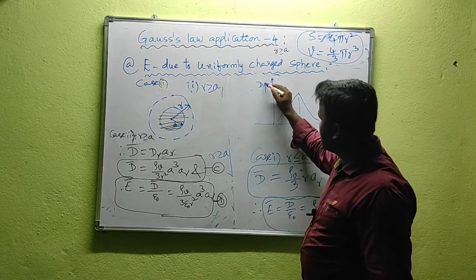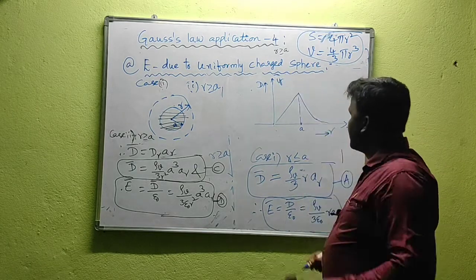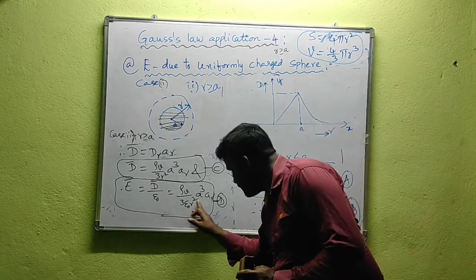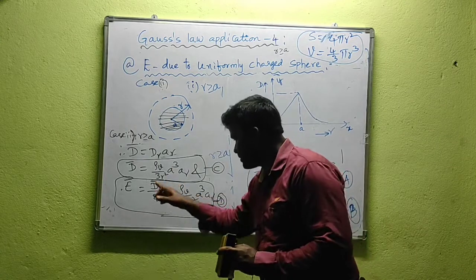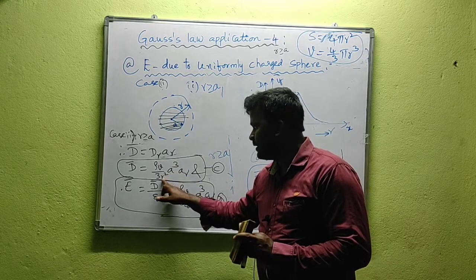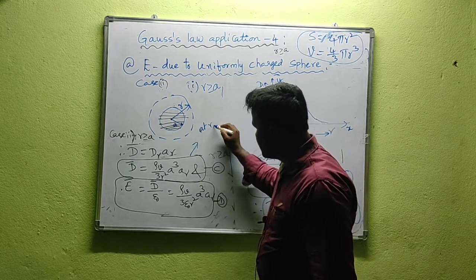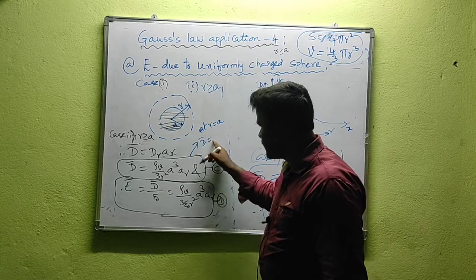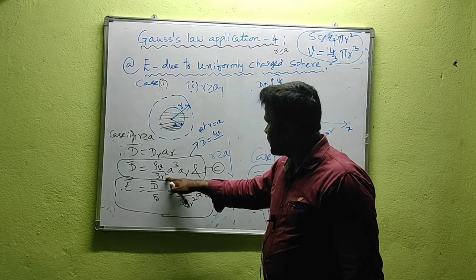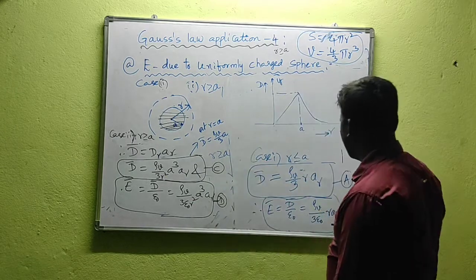This is our R along the x axis and D along the y axis. What about the magnitude at R equal to A? Putting R equal to A in the expression, A cube by A gives rho v by 3 into A. In the other case, at R equal to A, rho v by R squared becomes A squared, so A cube by A squared gives rho v by 3 into A.